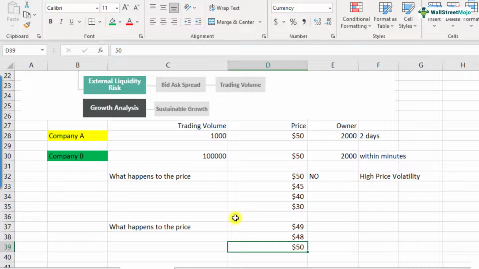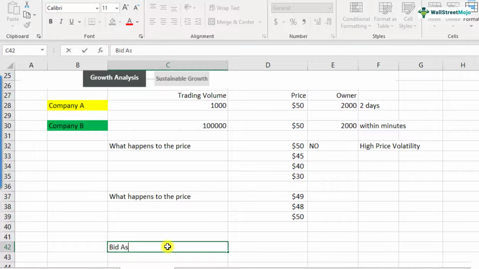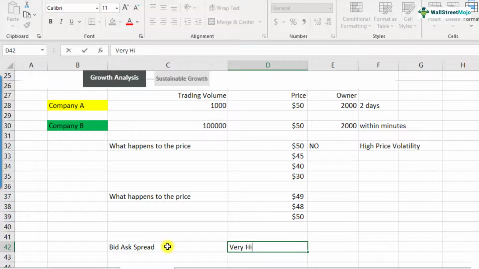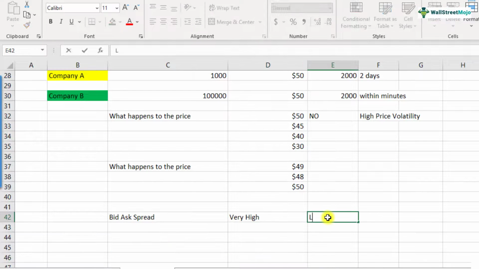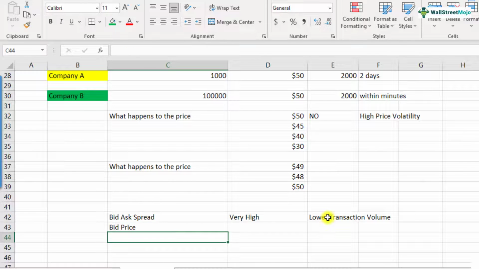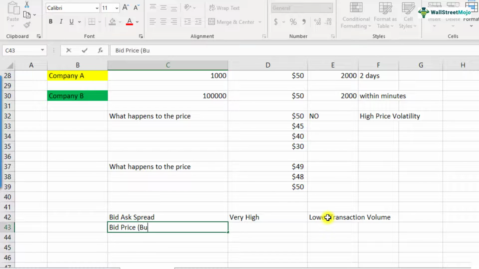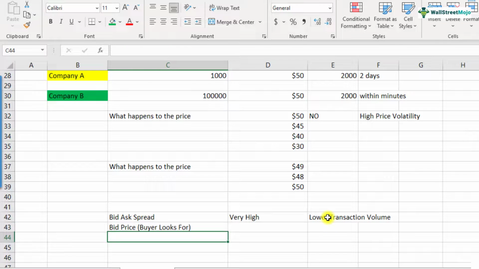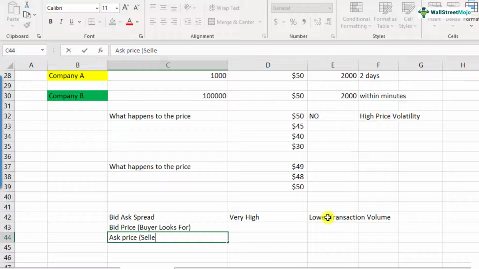And it is very closely related to bid-ask spread, as I said. If the bid-ask spread is very high, that will lead to lower transaction volumes, right? So what do you mean by bid-ask spread, by the way? The bid price is the price which the buyer seeks, looks for. And the ask price is the seller's price. The seller is looking for this price.